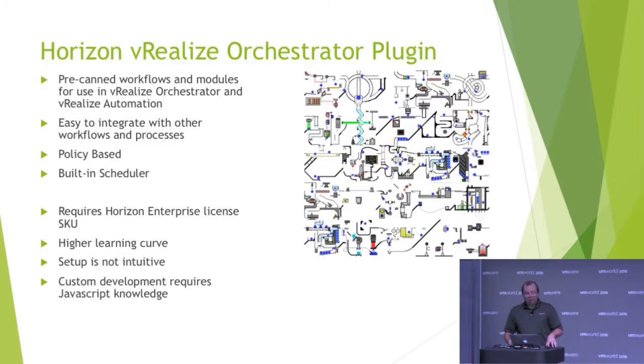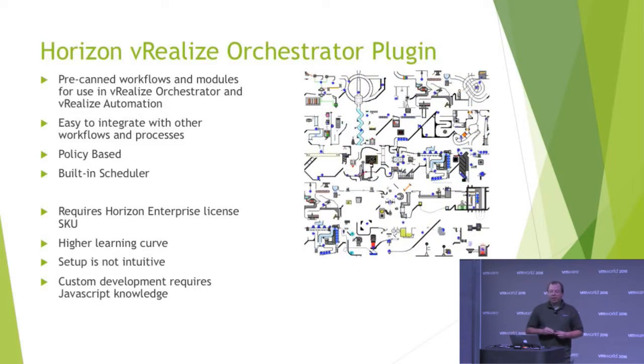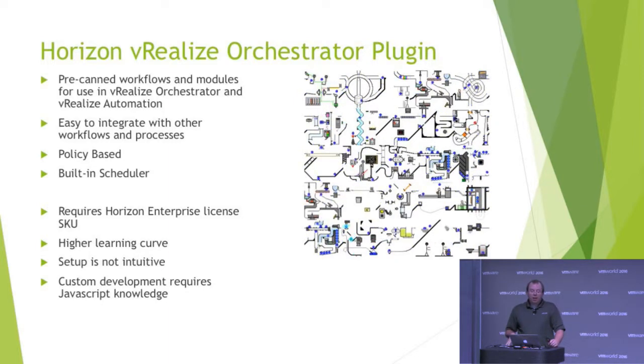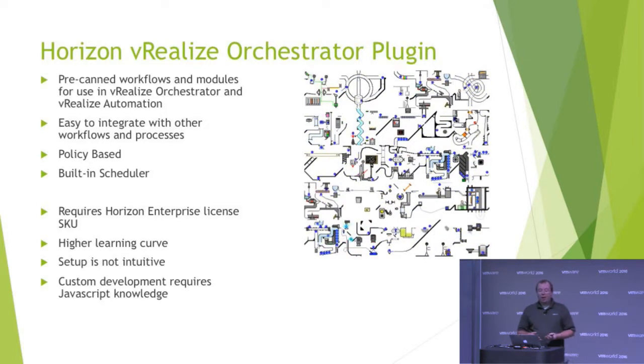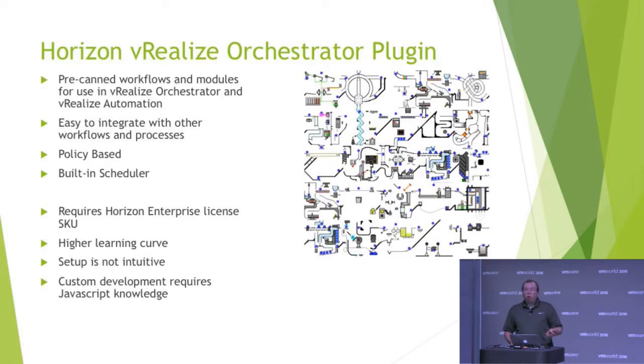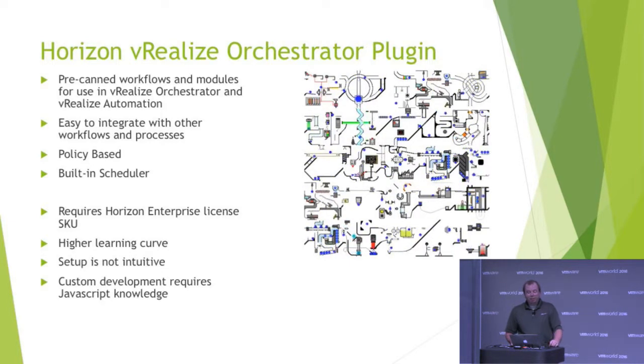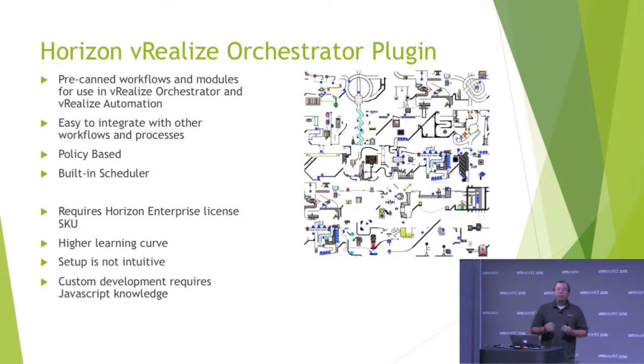So another option that's come out in the last couple of years is the vRealize Orchestrator plugin for Horizon. This plugin contains a number of pre-canned workflows and modules that can be used with vRealize Orchestrator and vRealize Automation. It's easy to integrate with other processes that you may have already automated, or you could use the pre-canned workflows that come with it to handle your automation. Everything you do in this is policy-based.